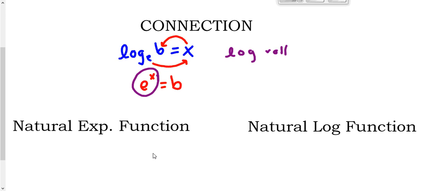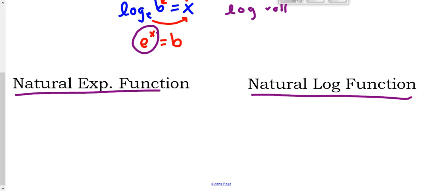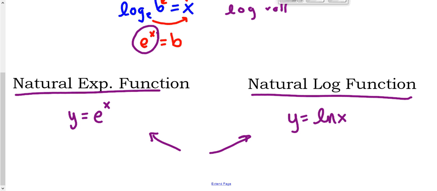But we have a natural exponential function and a natural logarithmic function. Our natural exponential function is y equals e to the x. Our natural log function is y equals ln of x. Okay, so these two things right here, they are inverses of each other, and this is important to know.